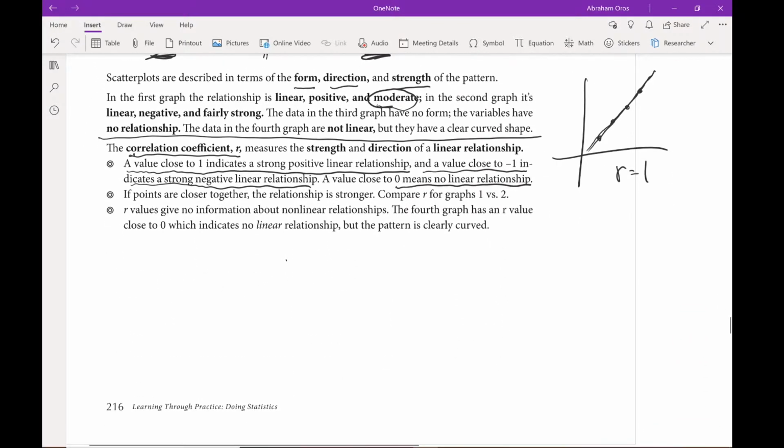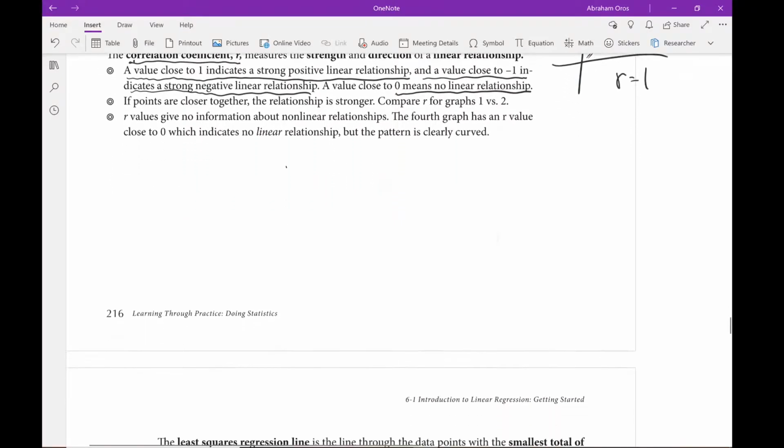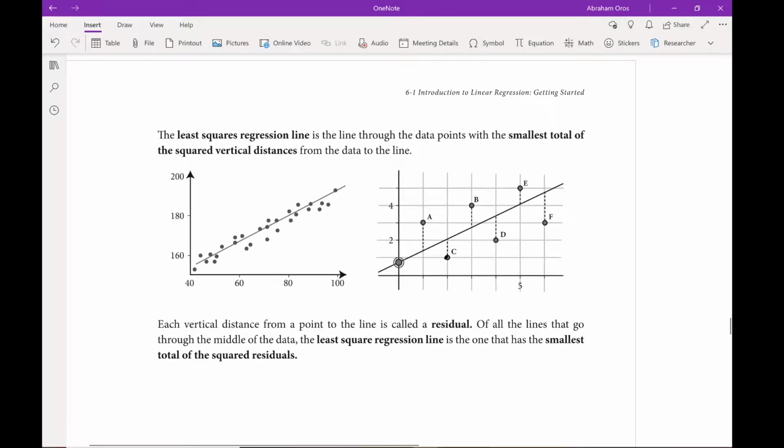Next. All right. I'll let you read through those extra points. Let's get into this.